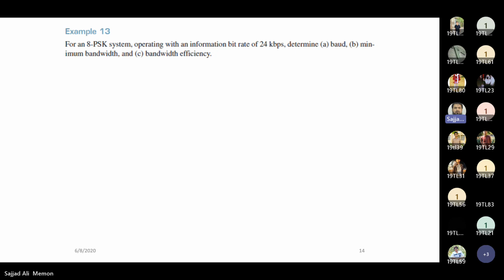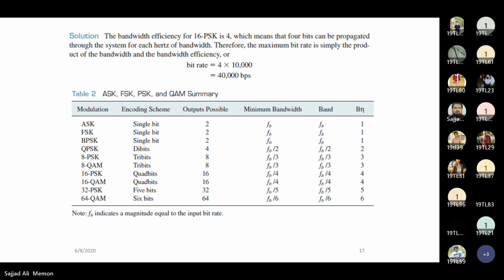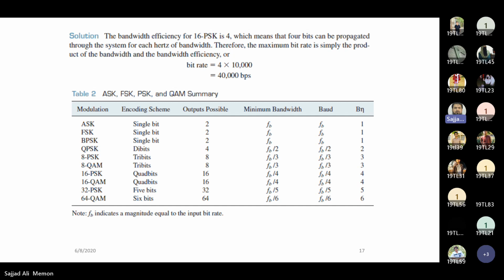So for an 8PSK system operating with an information bit rate of 24 kilobits per second, determine baud, minimum bandwidth and bandwidth efficiency. So it's 8PSK, that means 2 power 3. So 24 divided by 3, that is 8 kilohertz. So bandwidth will be 8 kilohertz. Baud will also be equal to 8 kilobaud, and bandwidth efficiency will be 3 bits per second per cycle of bandwidth. Similarly, for a 16 QAM transmission system with 10 kilohertz bandwidth, determine the maximum bit rate. So that will be 40,000 bits per second.